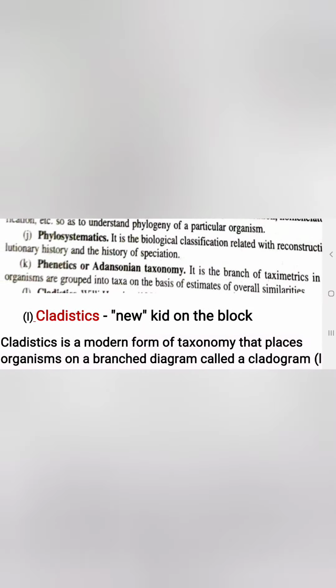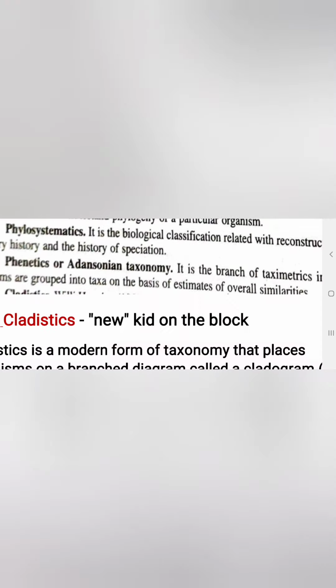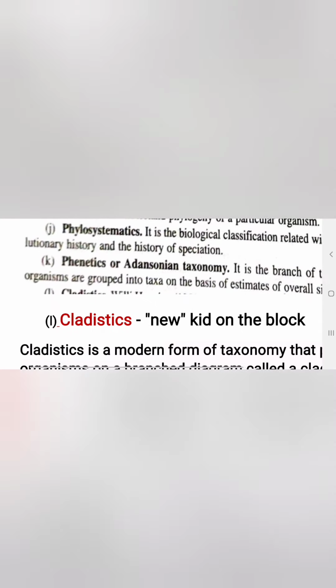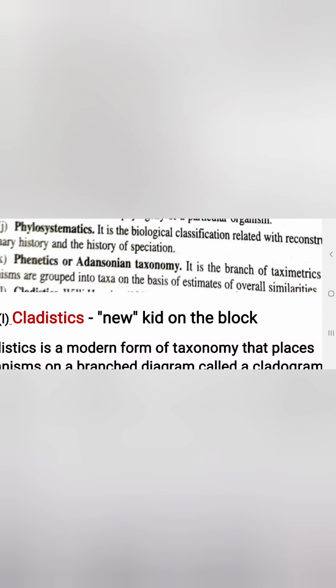Next is phenetic or Adansonian taxonomy. Again, a very important term. It is a branch of taximetrics in which the organisms are grouped into taxa on the basis of an estimate of overall similarities which we gathered from all the above types of taxonomy. Means here we consider overall similarities based on morphotaxonomy, chemotaxonomy, cytotaxonomy, karyotaxonomy and all others. That is called phenetic taxonomy.